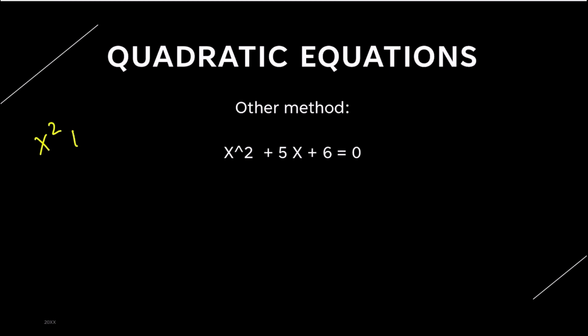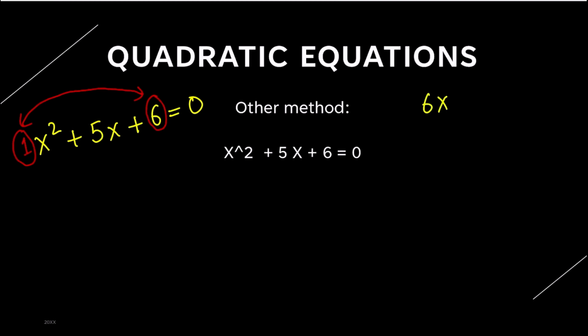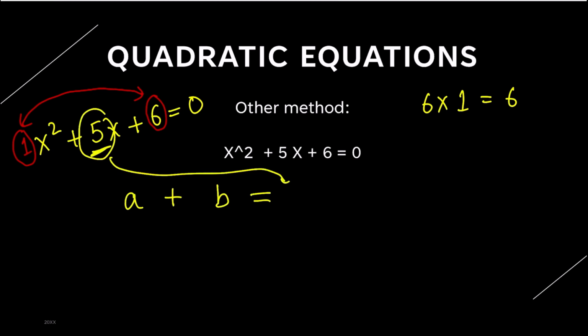Suppose I have x square plus 5x plus 6 is equal to 0. First thing I will do, I will take the coefficient of x square, which is 1, and multiply it with the constant term. I get 6 into 1, that is 6. Now, this means the product is 6. Second step, I have to find two numbers, suppose a and b, whose sum is equal to the middle part, that is 5, and the product of those two numbers is this 6.